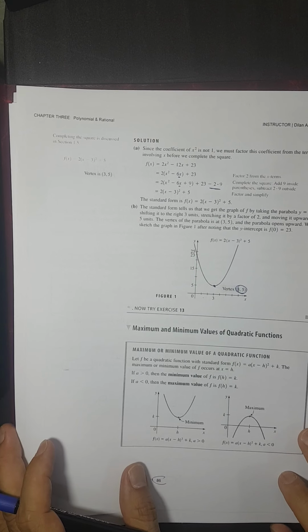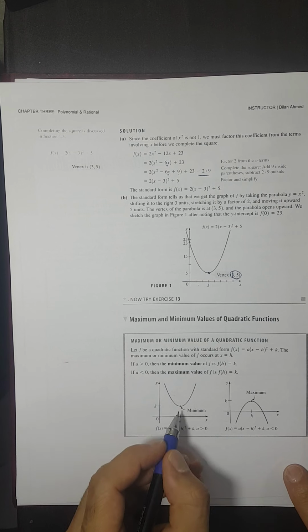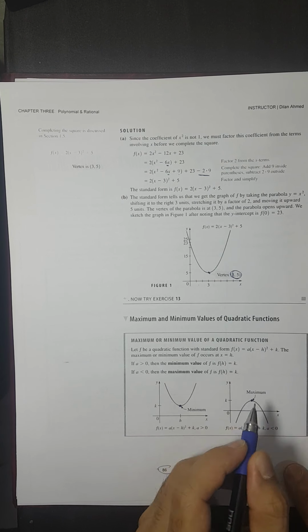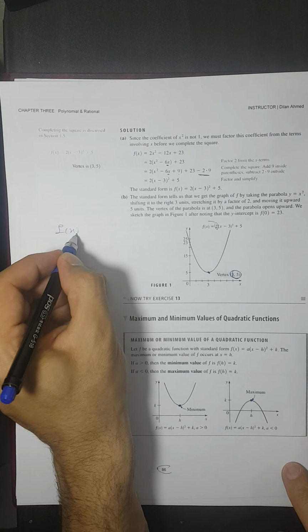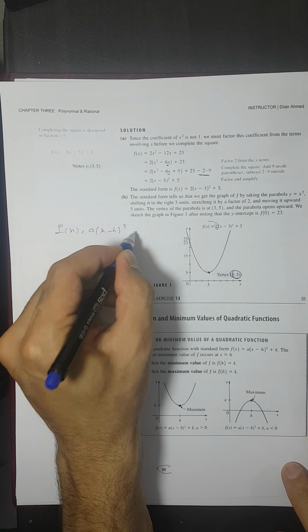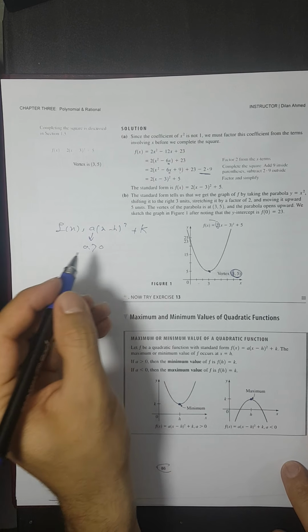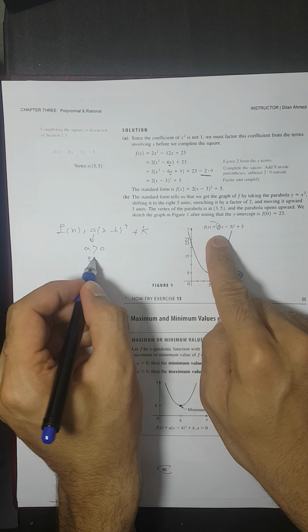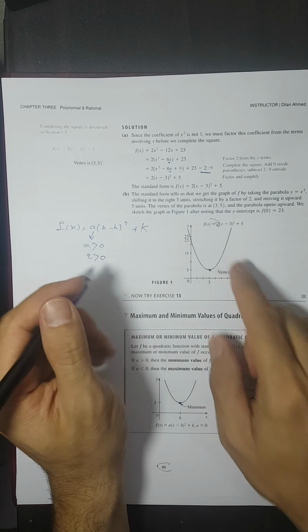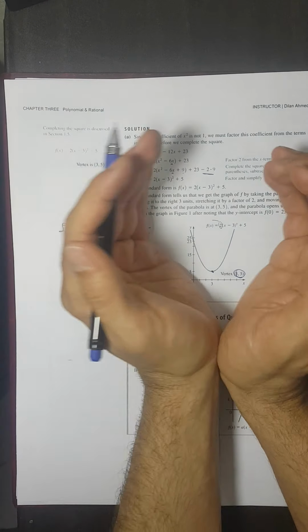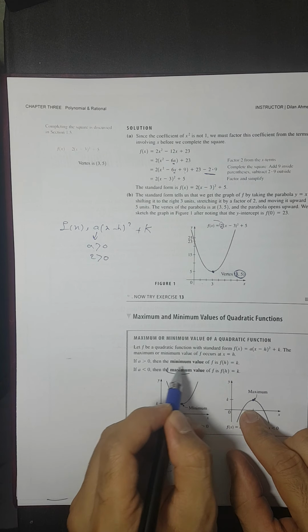And you see that if you are talking about the minimum point and maximum point, f of x is equal to a(x minus h) squared plus k. If a is positive, as we have here, 2 is greater than 0, so you get the minimum point. And you can see the shape is like that, so this point is the minimum point. That's why we call it the minimum value.